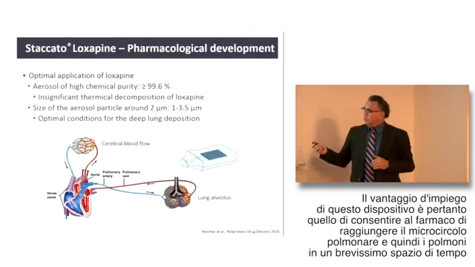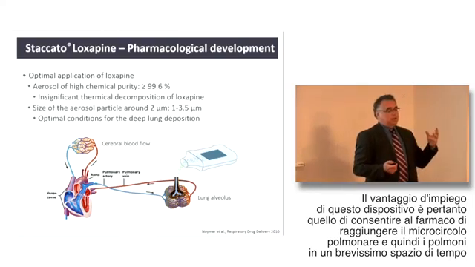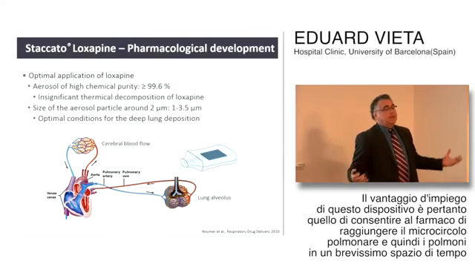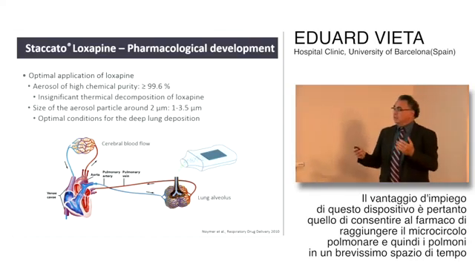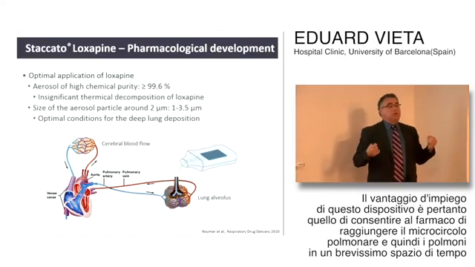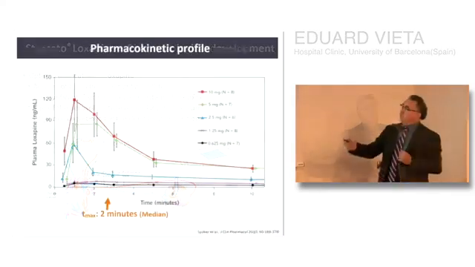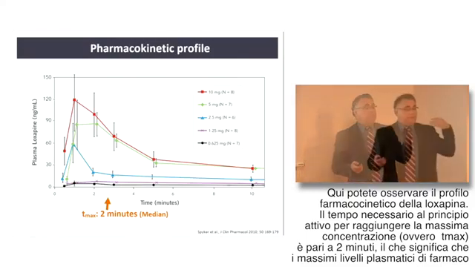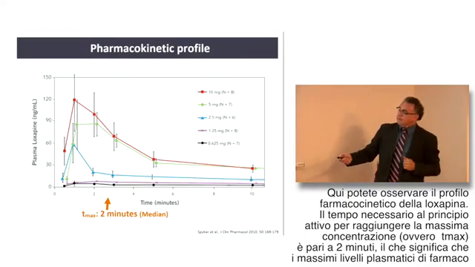Now, what this does is that this vapor goes into the lungs, and the lungs have, as you know, the capillaries. And the capillaries get oxygen and all the gases that go into the lung. So it's like capturing the drug in very little time. This is the pharmacokinetic profile, and you can see here this is minutes, and this is how long it takes to reach the maximum level in the blood. Tmax is 2 minutes.